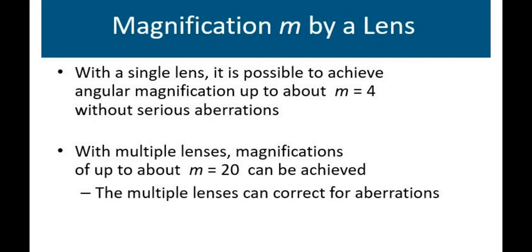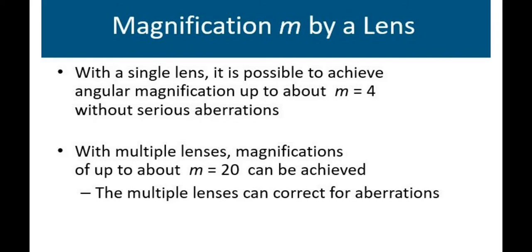Okay, with a single lens, it is possible to achieve angular magnification up to 4 without serious chromatic aberrations. Chromatic, because every lens, because of dispersion, because the refraction index depends on wavelength, can have chromatic aberration. So the image will have colors. This is why if you work with a simple magnifying lens, the magnification is limited to about 4.